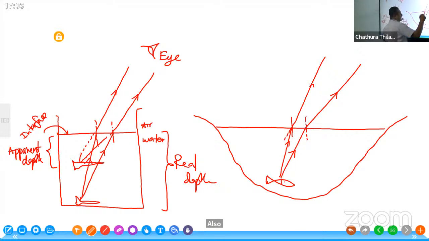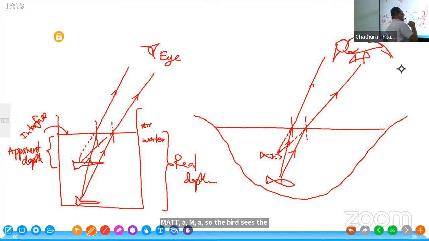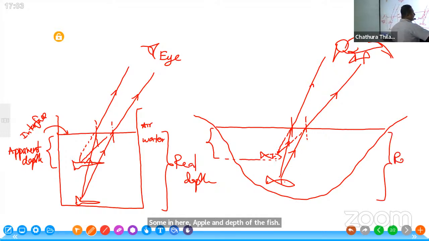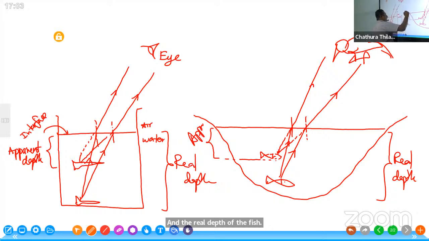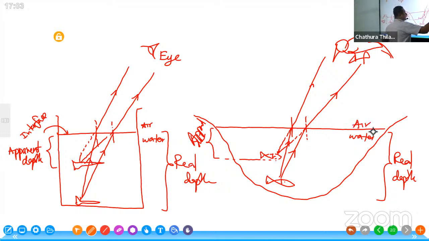The construction is done to produce these two lines. The place the two lines intersect will be the image of the fish. So the bird sees the fish somewhere in here. Apparent depth of the fish and the real depth of the fish, water and air. All are the effects of refraction of light.